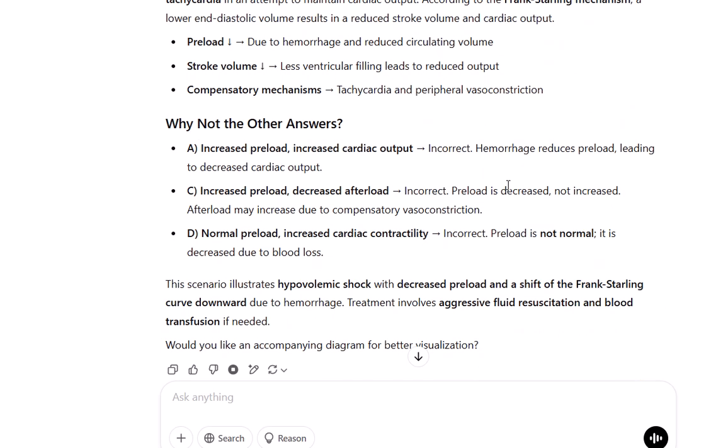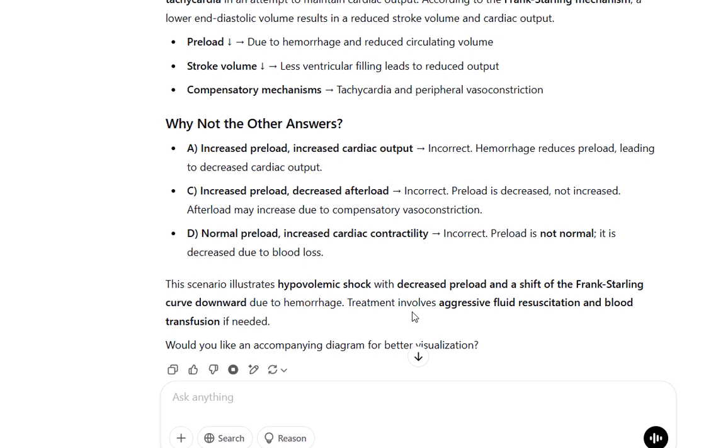Why not the other answers? A. Increased preload, increased cardiac output. Incorrect. Hemorrhage reduces preload, leading to decreased cardiac output. C. Increased preload, decreased afterload. Incorrect. Preload is decreased, not increased. Afterload may increase due to compensatory vasoconstriction.